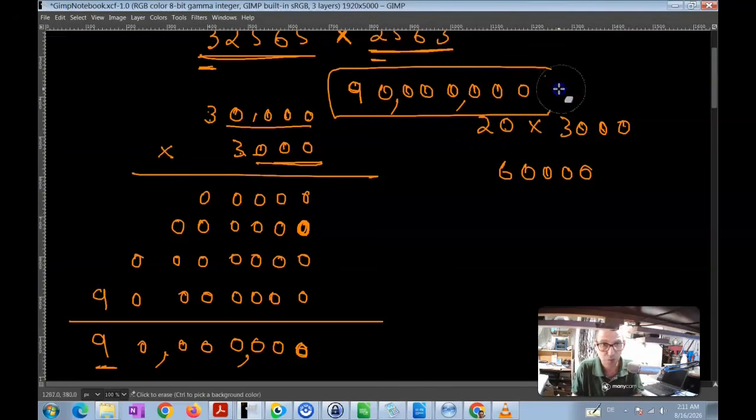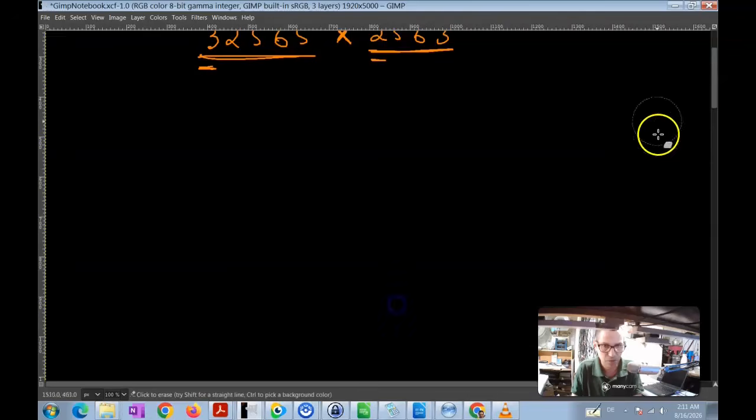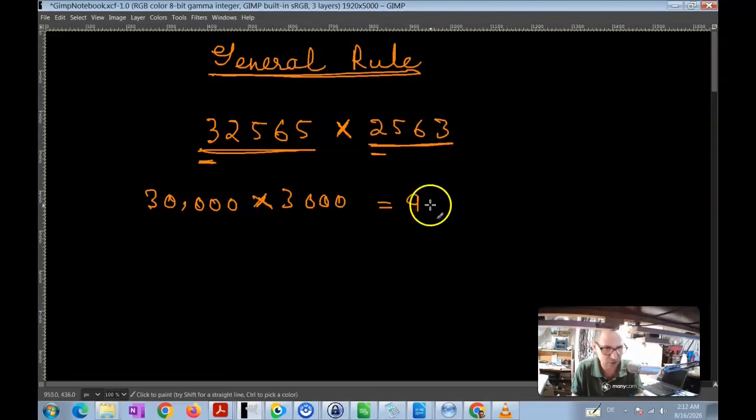And this calculation you can do in your head, right? Basically your calculation becomes 30,000 times 3,000. If I round this number to the greatest place value, and again round this number to the greatest place value respectively, then the calculation becomes a 9 and 7 zeros, which is 90 million, right?